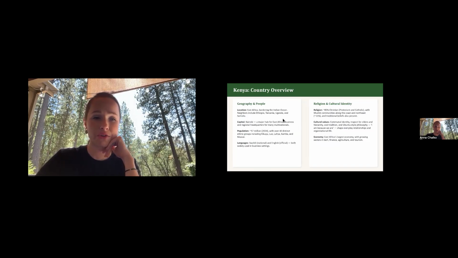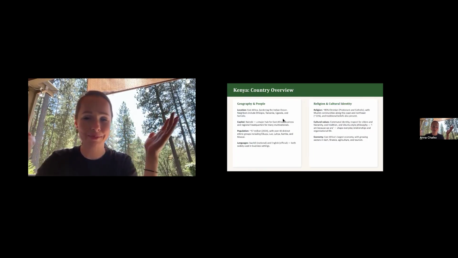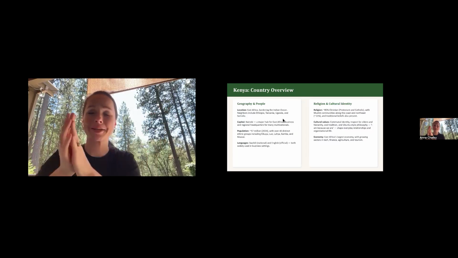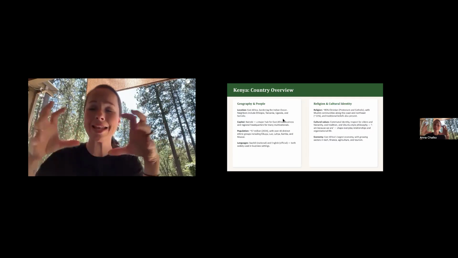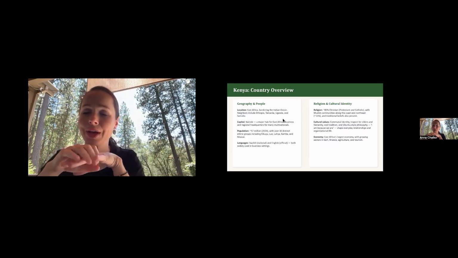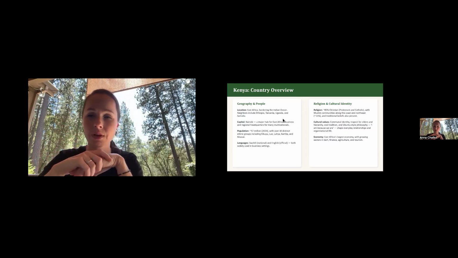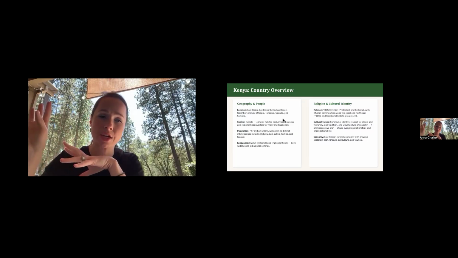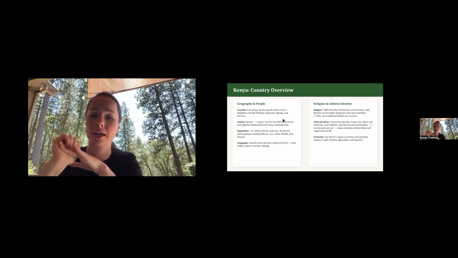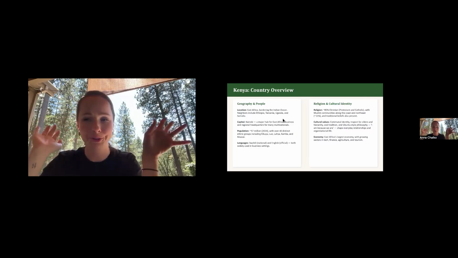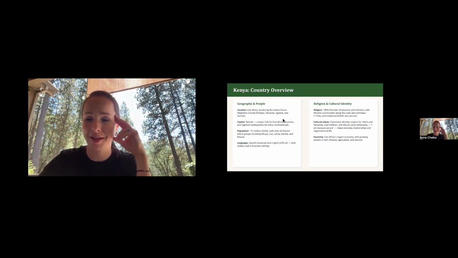Kenya country overview. Interestingly enough, a lot of people, when I said I'm moving to Nairobi, thought it was a country. It's not. It's a city in the country of Kenya. We're located in East Africa. We are on the coast, having the Indian Ocean. Our neighbors include Ethiopia, Tanzania, Uganda, and also Somalia. Already told you about Nairobi. It's my favorite little fun fact for people.